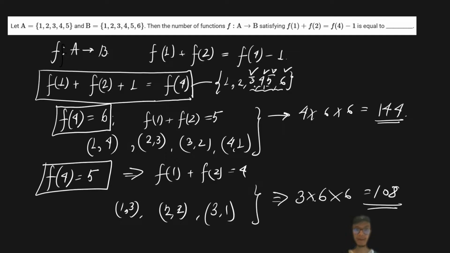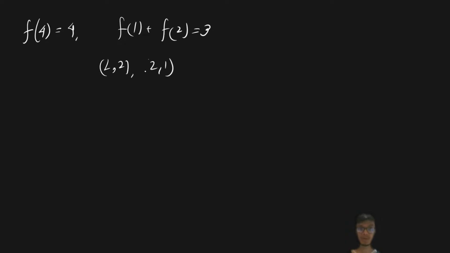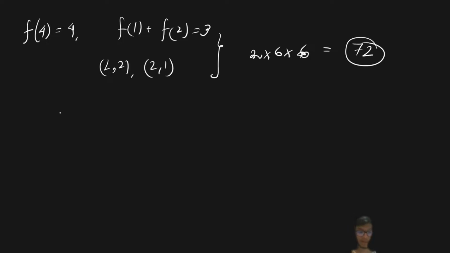And similarly, if I focus on f of 4 equal to 4, in this case f of 1 plus f of 2 should be equal to 3, which gives 1 comma 2 and 2 comma 1 as the possibilities. In these two cases, f of 3 and f of 5 can again take these 6 values. So this will be 2 into 6 into 6, which is equal to 72 functions from this particular case.